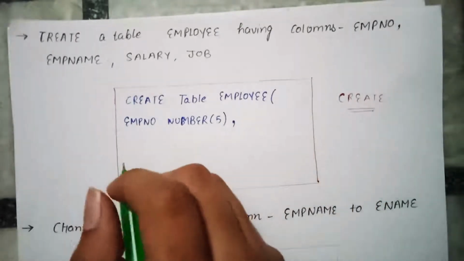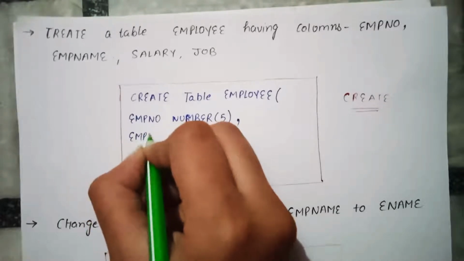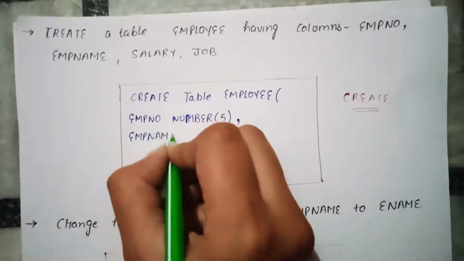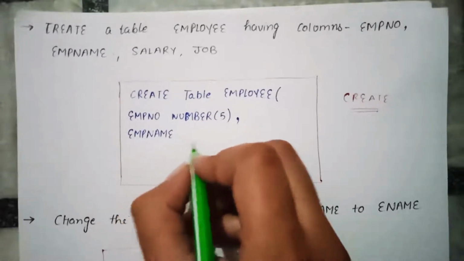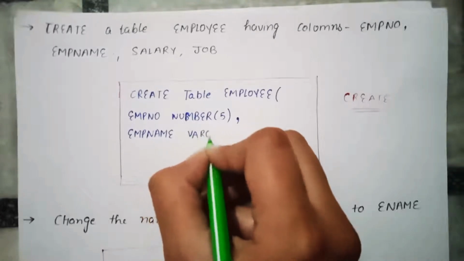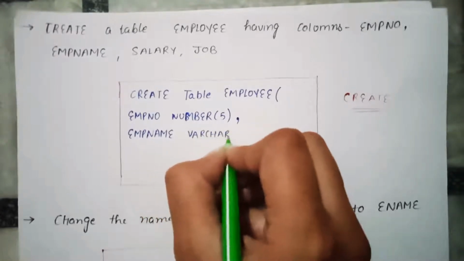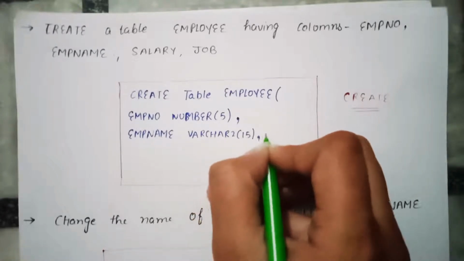Now the second column is employee name, emp name. Now what kind of data type? Emp name will consist of string type names, right? So we will give the data type varchar2, and the maximum length is 15. Okay, this is the creation of our second column.